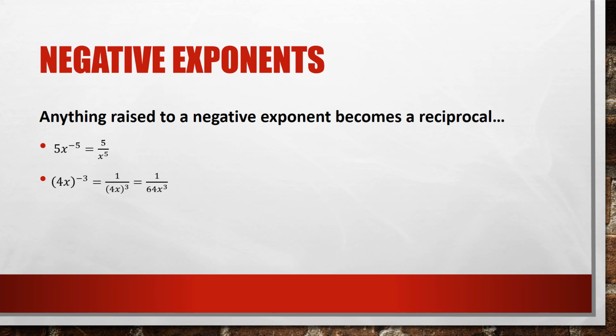4 to the third is 64 because it's 4 times 4 times 4, and then x to the third. So this would be the simplified answer here, 1 over 64 x to the third.